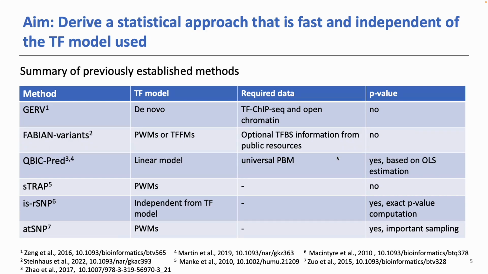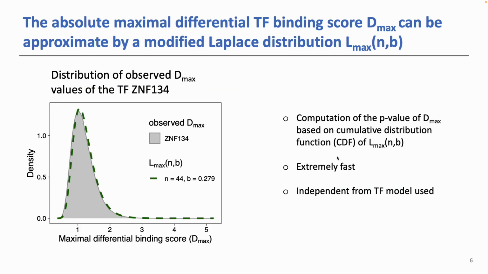Our aim is to derive a statistical approach that is not only fast, but where the p-value computation is also independent of the TF model we use. So now you may wonder, okay, but how to compute the p-value then? We derived a distribution which nicely approximates our absolute maximum differential TF binding score, which we denote as Dmax.